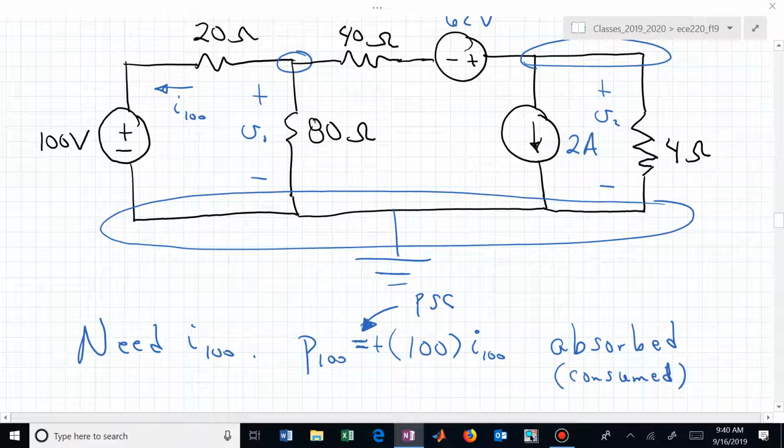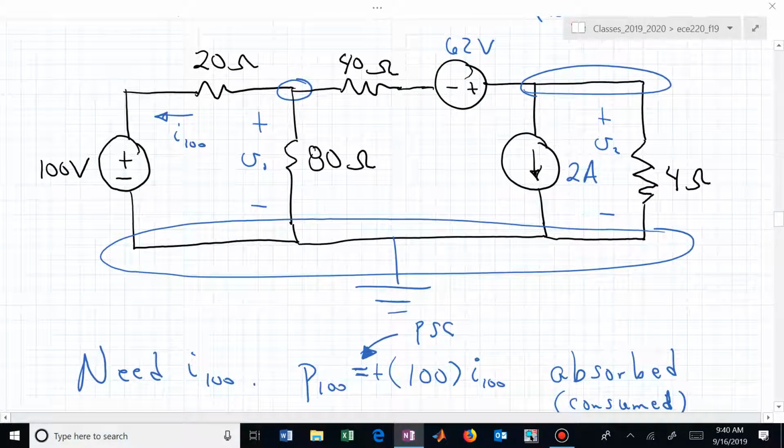If we use this labeling, if we find I100 and use it, whatever sign it ends up with, then that product is going to give us the power absorbed by that 100 volt source. If that 100 volt source is in fact delivering or supplying power to the rest of the circuit, we would expect I100 to be negative. Just that's on the side of our paper.